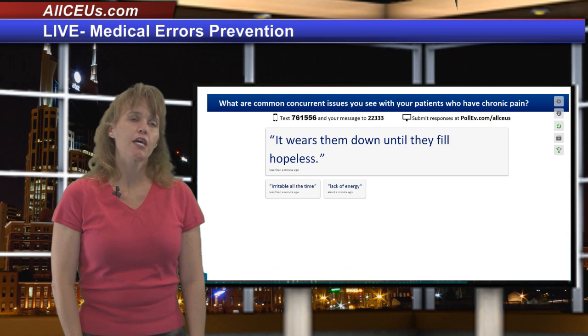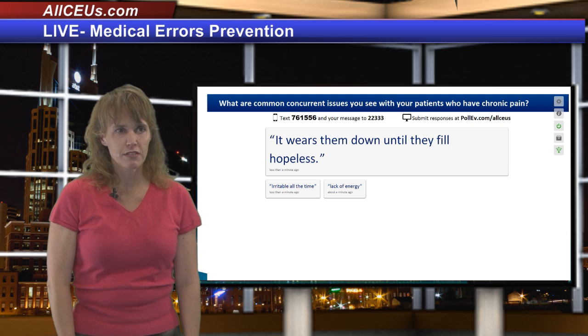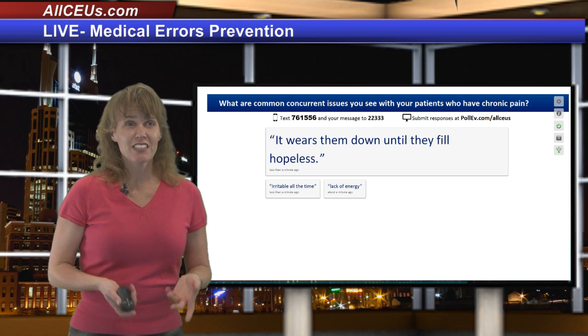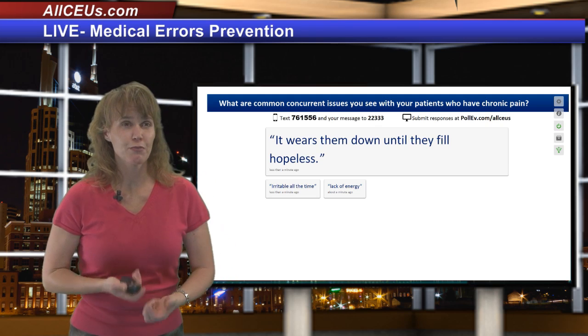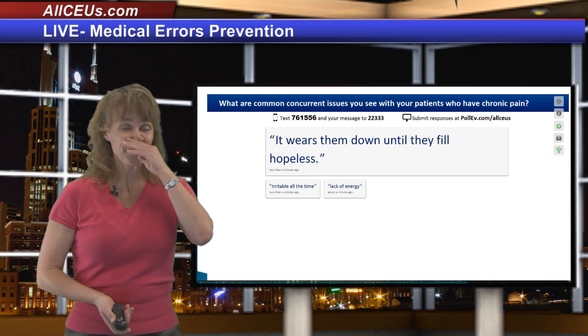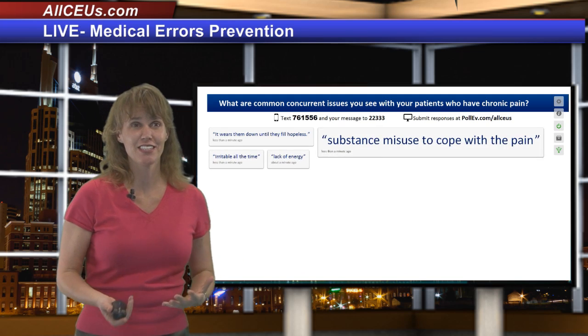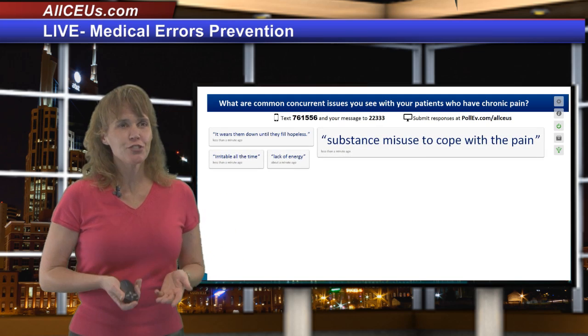It wears them down until they feel hopeless. Wake up every morning and it hurts to move. Try to do things that you love to do and you can't do them because the pain is too great, or because your hands go numb, or whatever it is. These are things that you need to address.